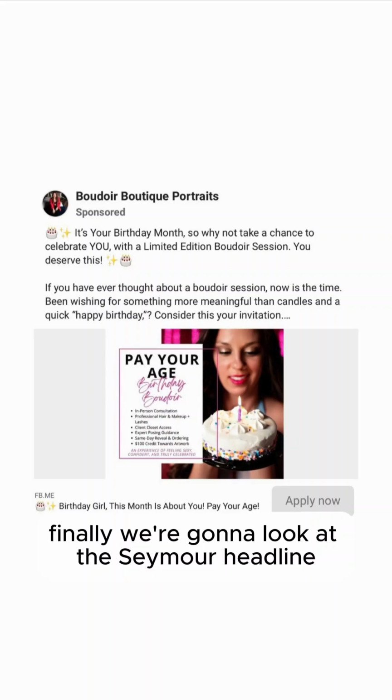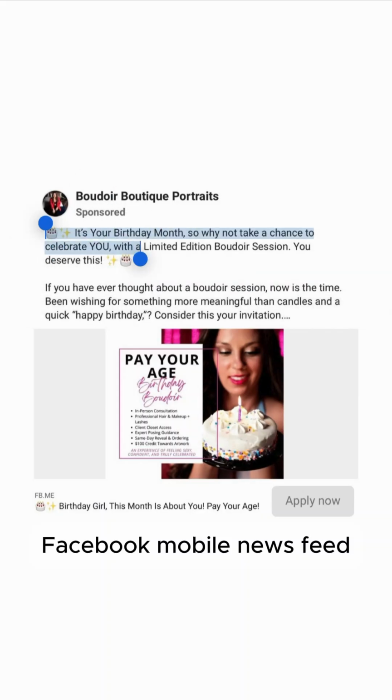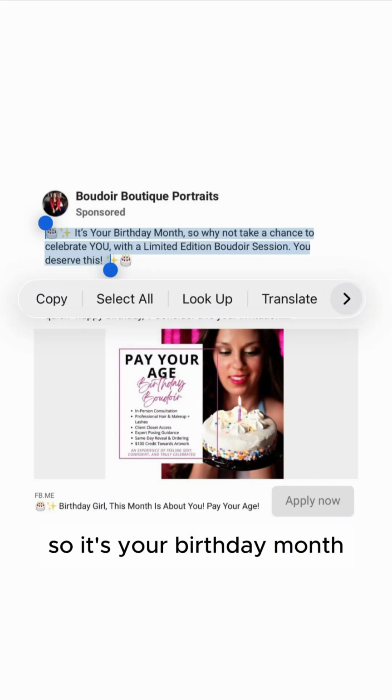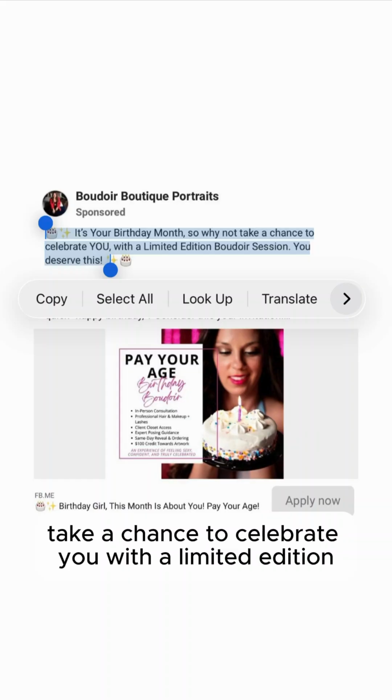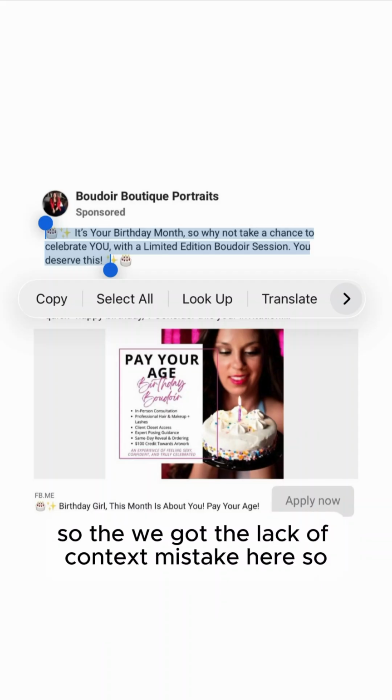Finally, we're going to look at the see more headline, first 2 3/4 lines, Facebook mobile news feed. So we're using 2 1/4 lines here. "So it's your birthday month, so why not take a chance to celebrate you with a limited edition Boudoir session? You deserve this." All right, so we got the lack of context mistake here.